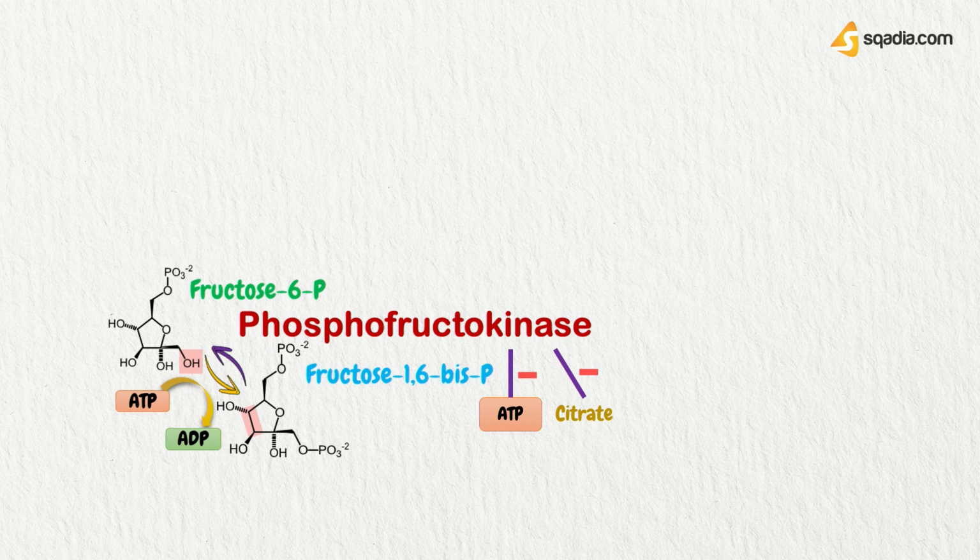All right, so what about ADP? What will happen when ADP is going to act on phosphofructokinase? Obviously it's going to tell it to increase its activity, because whenever there is more ADP, it means there is low ATP.